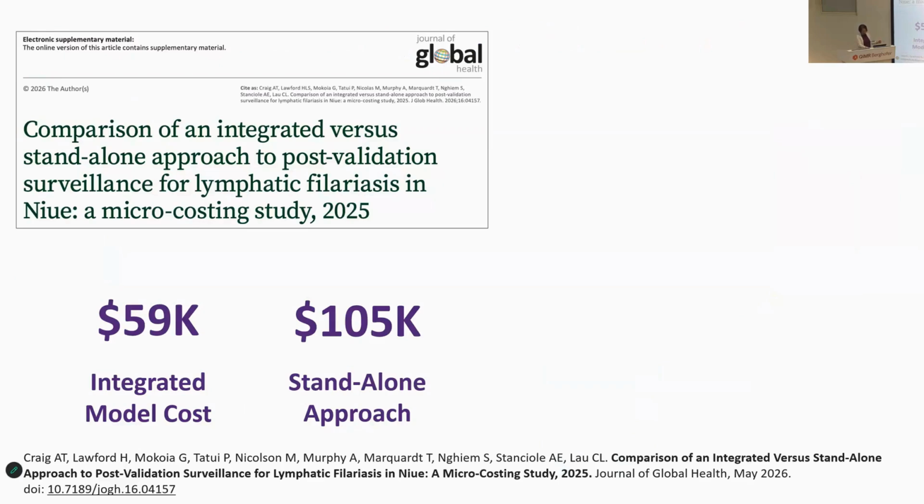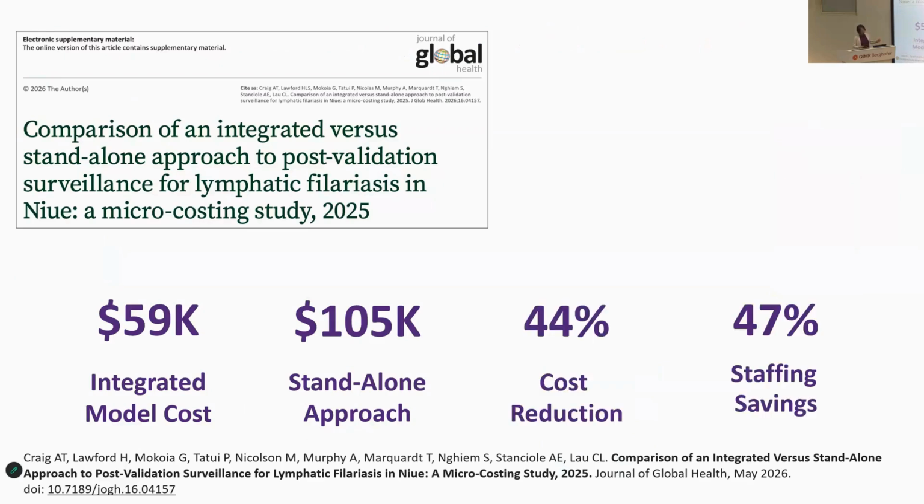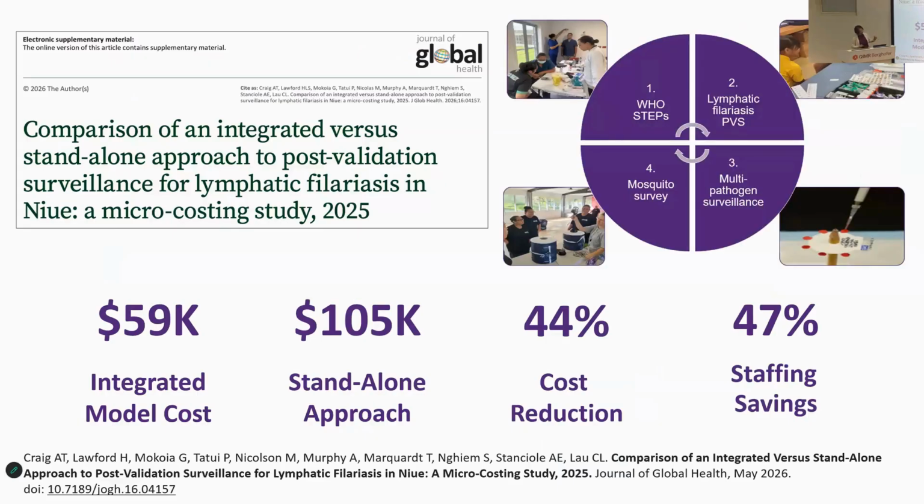But the big message here is that it saved so much money and effort. So they integrated the WHO STEP survey with lymphatic filariasis rapid antigen testing with dry blood spot collection and a mosquito survey. And overall, it costs about half compared to doing each of those things individually. So really important in terms of resource saving.